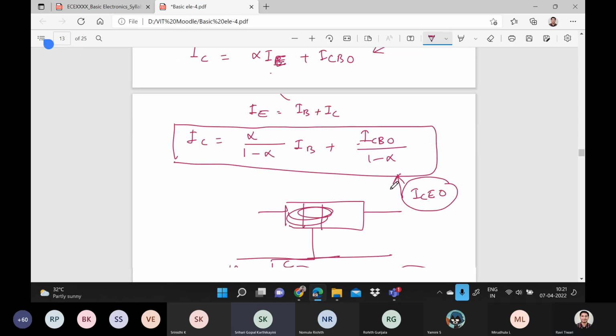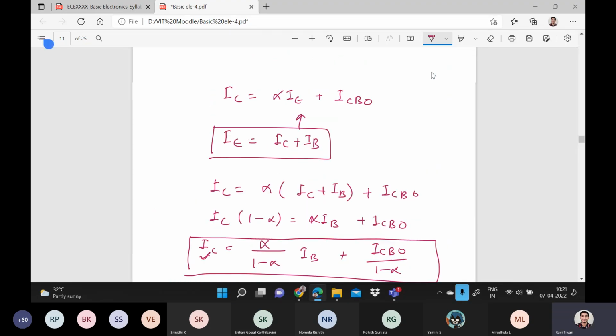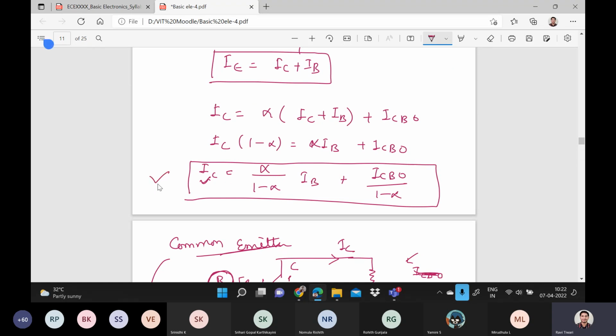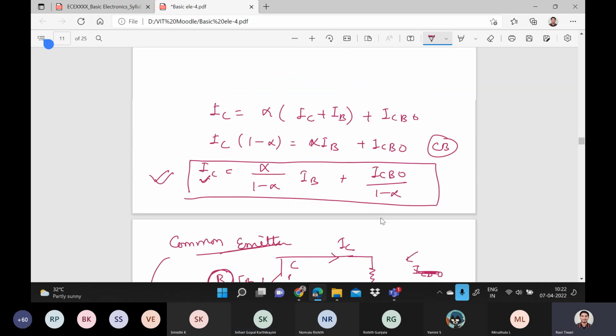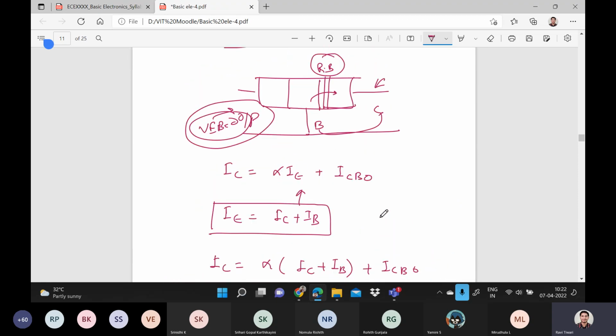You got the final equation? See, this is the equation of IC current in the common base, right? That you calculated. You can see here. This is the IC value when you are having a common base. Is it clear? Say yes or no? Yes, sir. Okay. Now, as I told you, we were having the ICBO current.